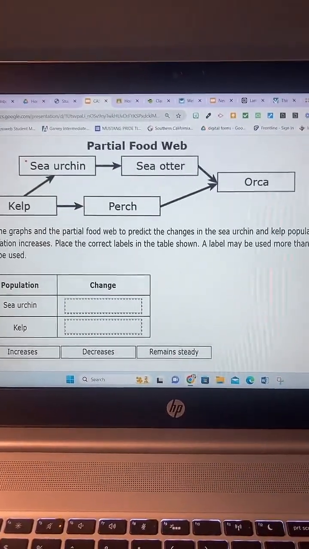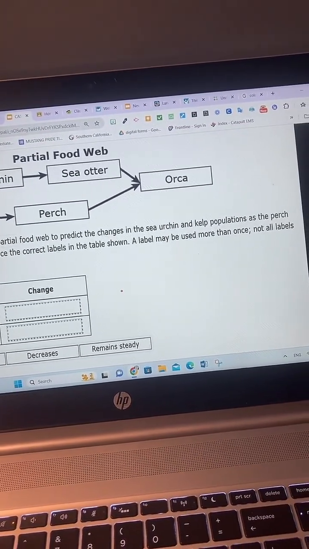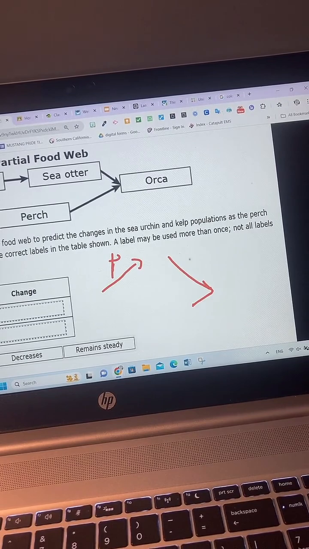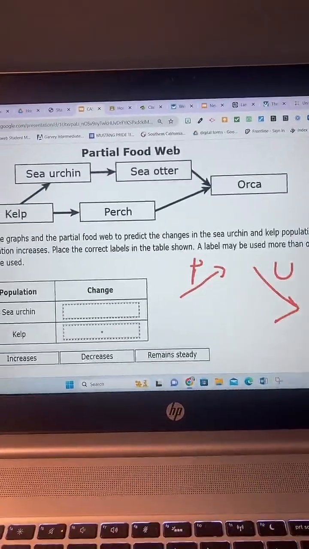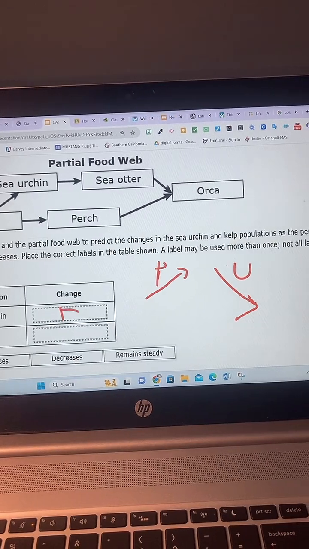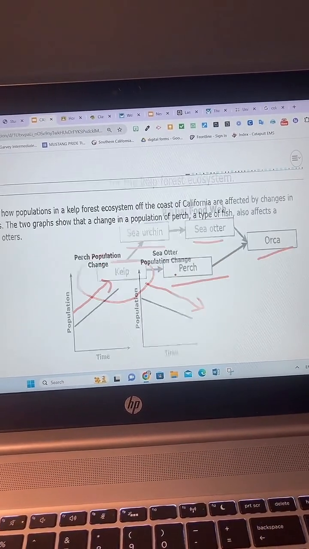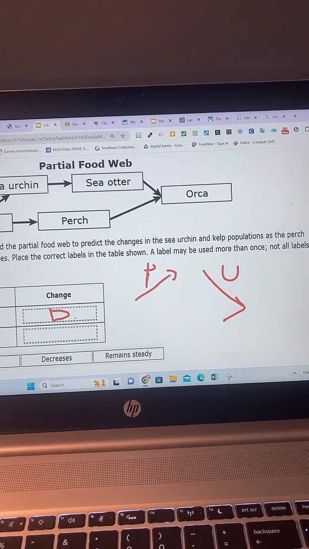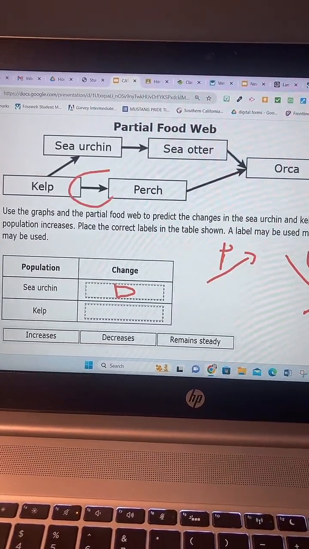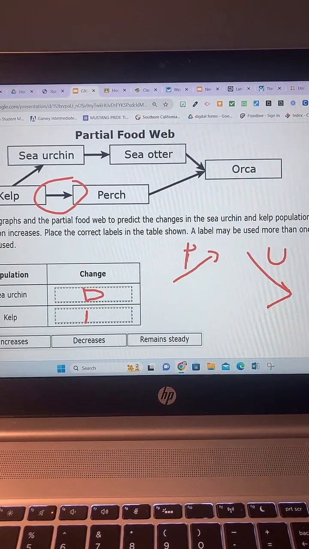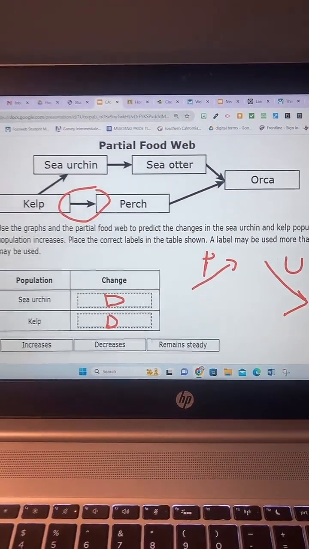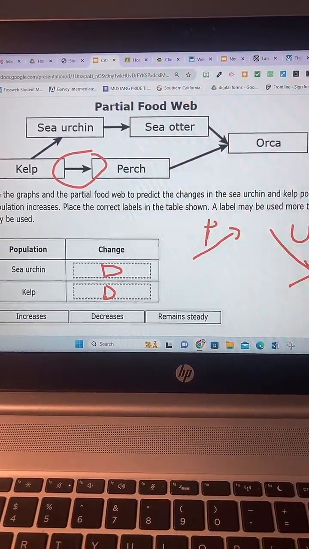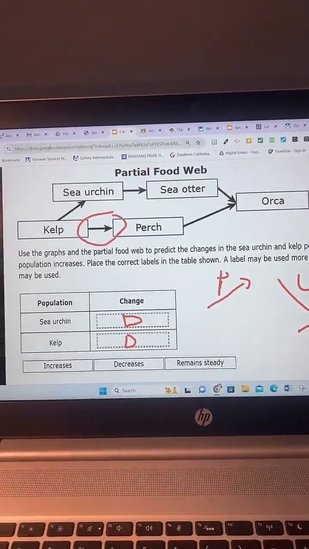So here's our food web again, but also remember our graphs. So remember, more perch gave us less sea urchins. So the answer for the first one is obviously going to be decrease. You can see that from the graphs. And if you forget, there's the graphs, right? But what about kelp? Well, if we have more perch, they're going to eat more kelp, right? That's what this arrow means. So again, that's going to cause a decrease. So the answer for that question is that they're both a case of decrease, okay? All right, on to the next question.